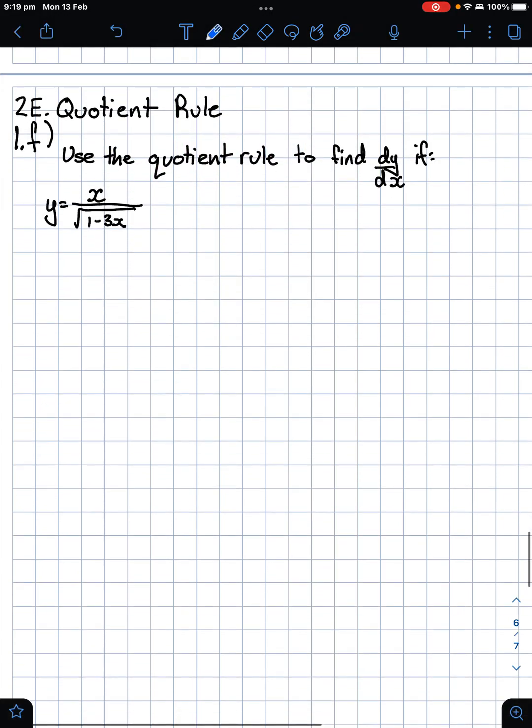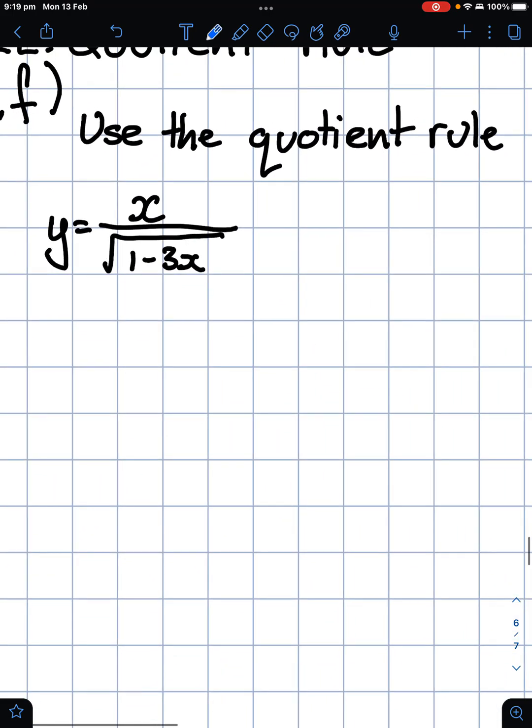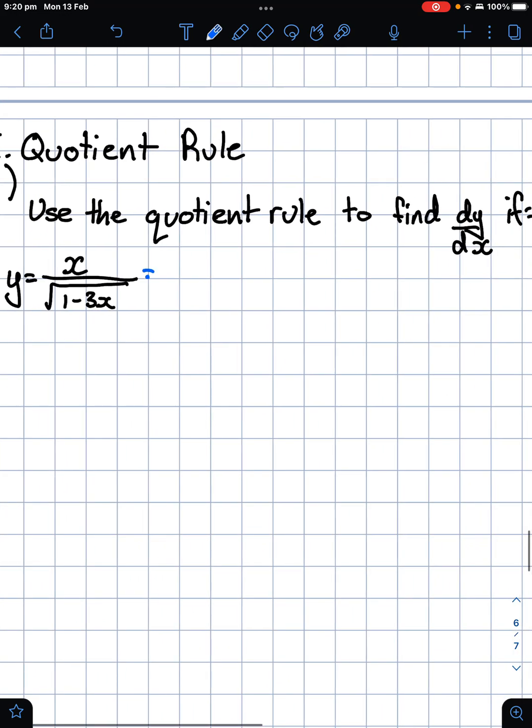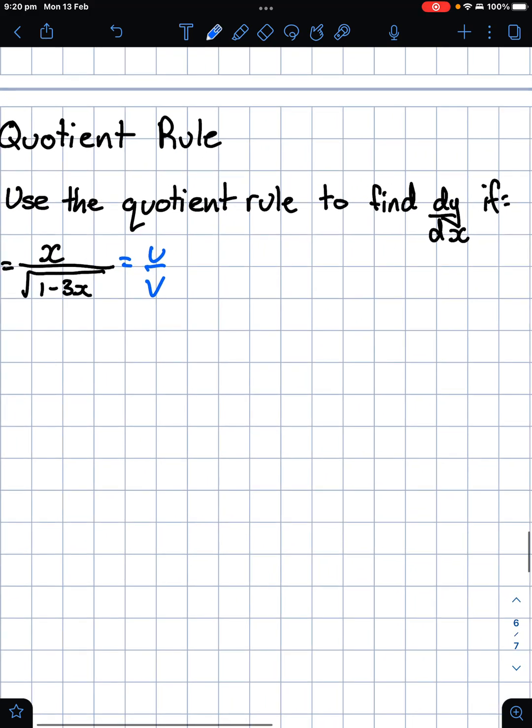Alright, so just looking here at question 1f from this section, use the quotient rule to find dy/dx if y equals x over the square root of 1 minus 3x. So similar to a previous one we've done, we break this into the two individual functions.